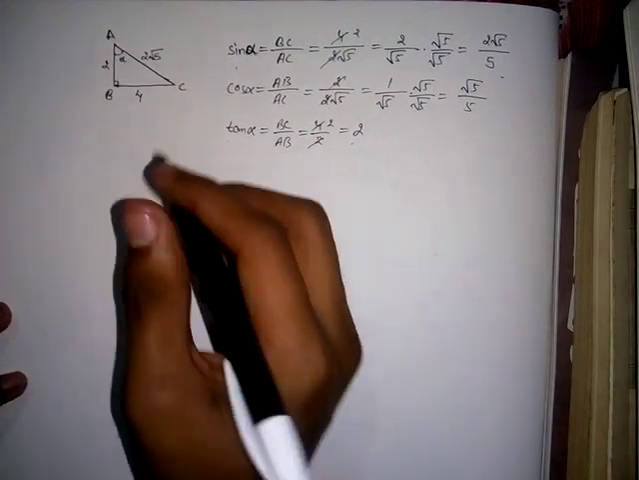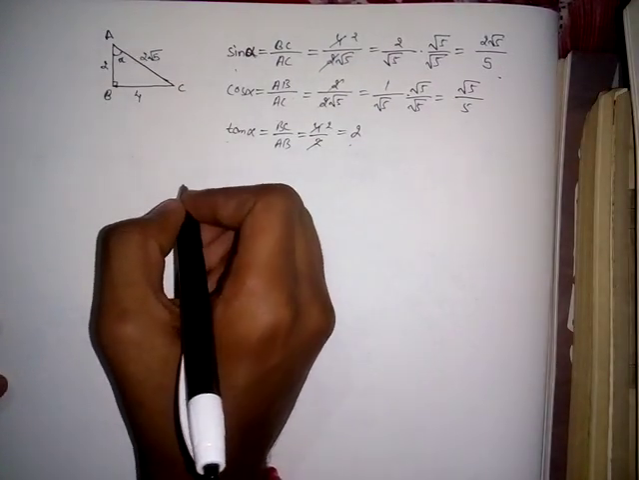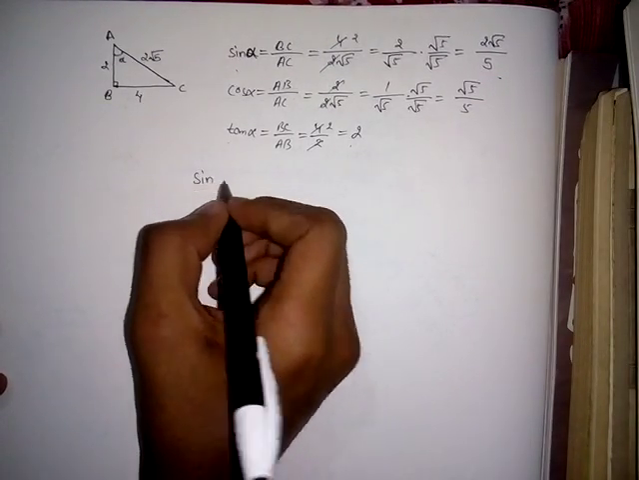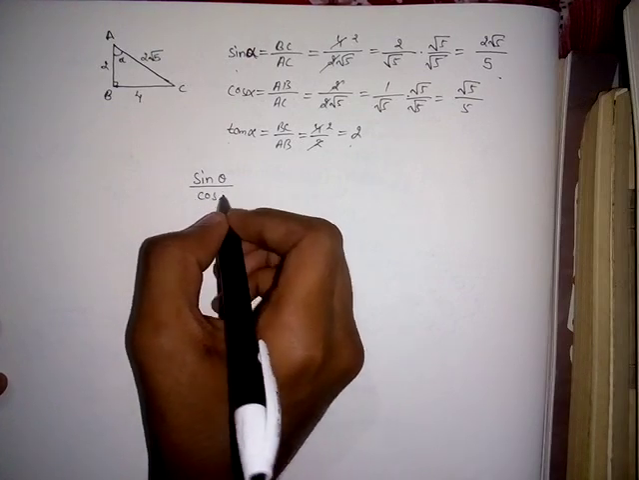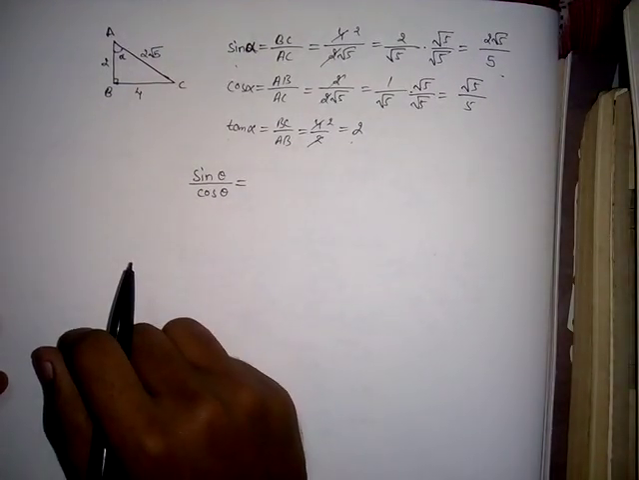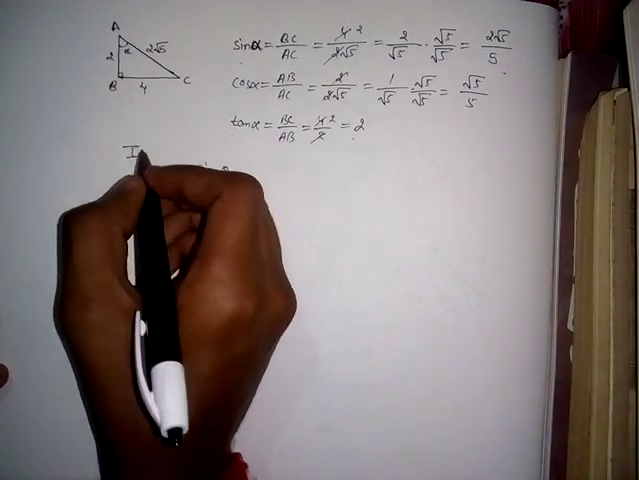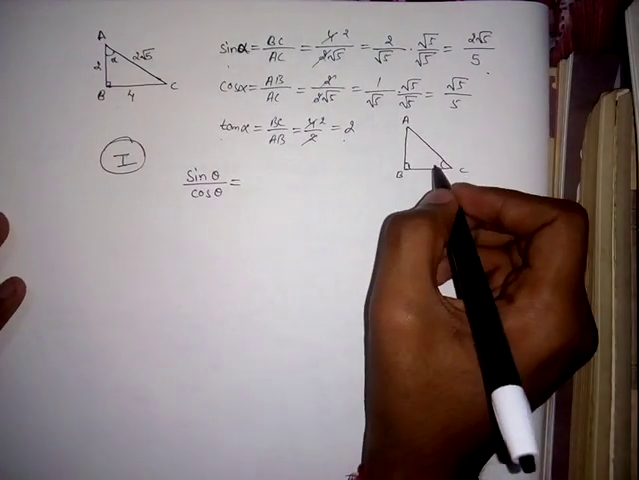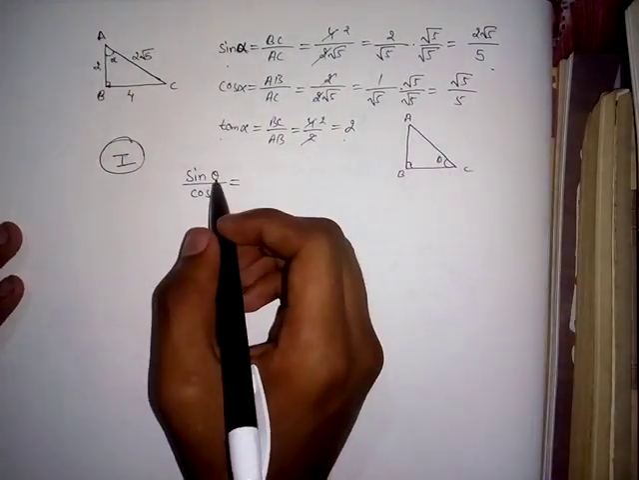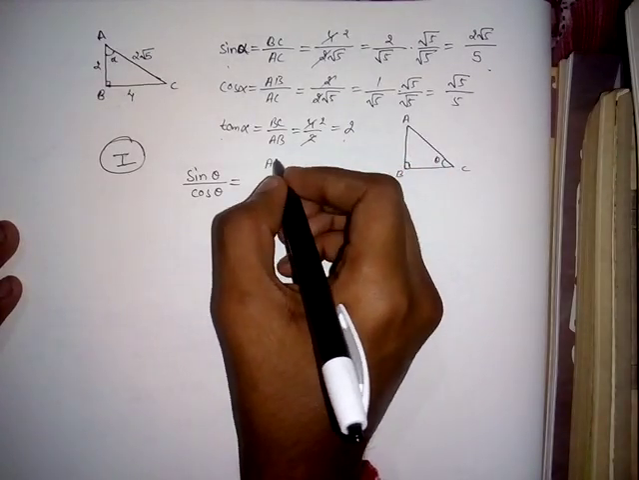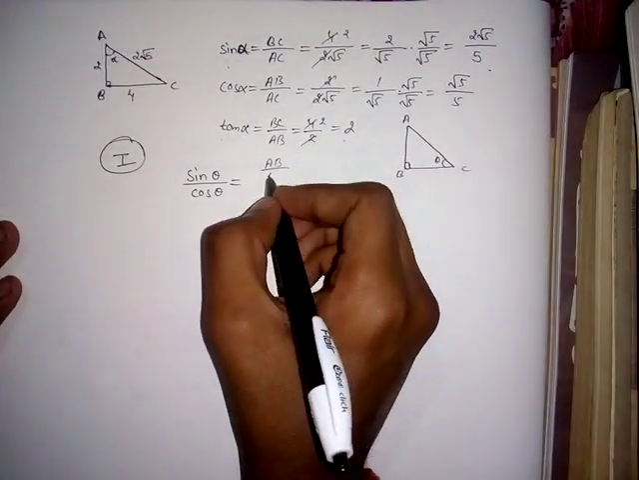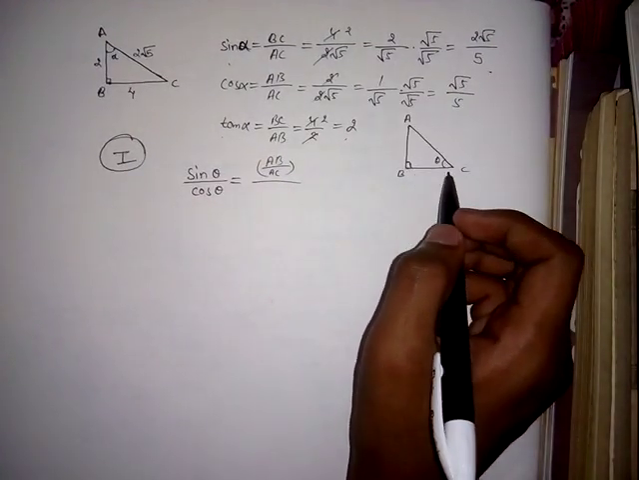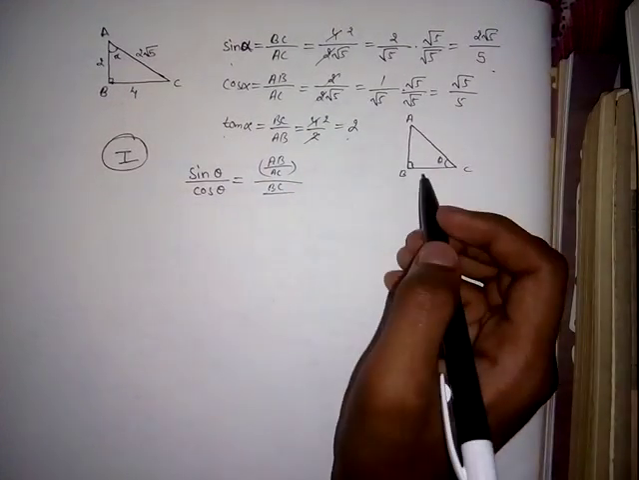Now let's check one thing. What is sine theta over cos theta? This is our identity number 1. Let's check. I've made a right triangle here with this angle theta. Sine theta is the opposite, which is AB, over the hypotenuse AC, over cos theta, which is adjacent, which is BC, over the hypotenuse AC.